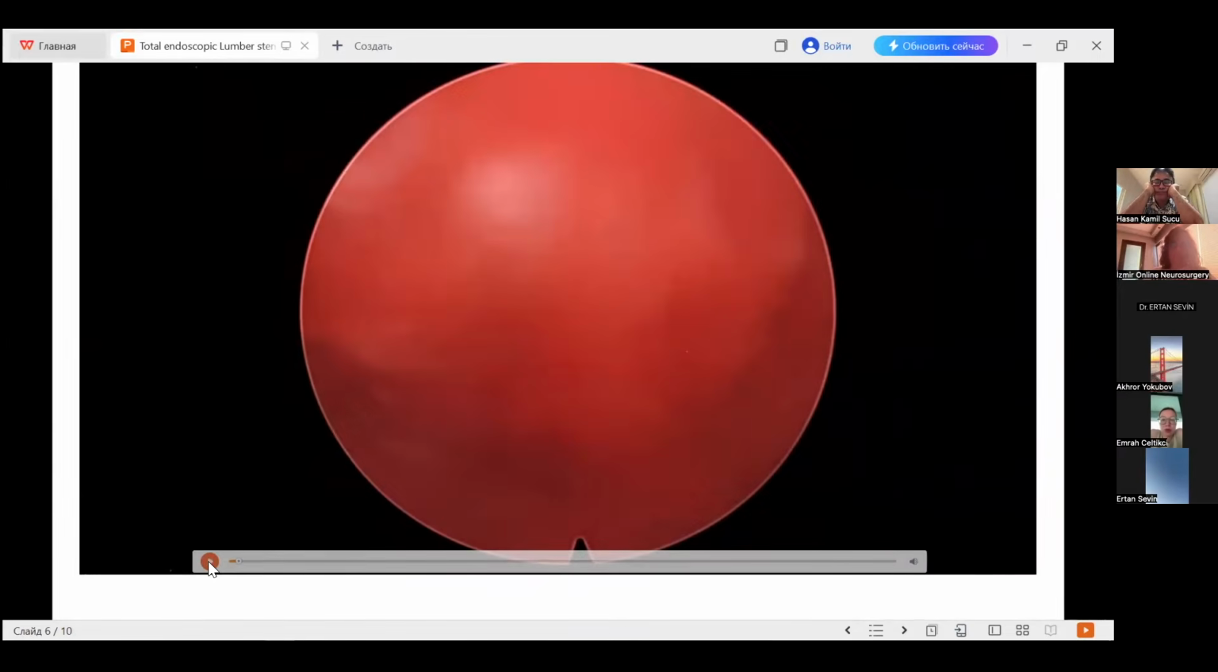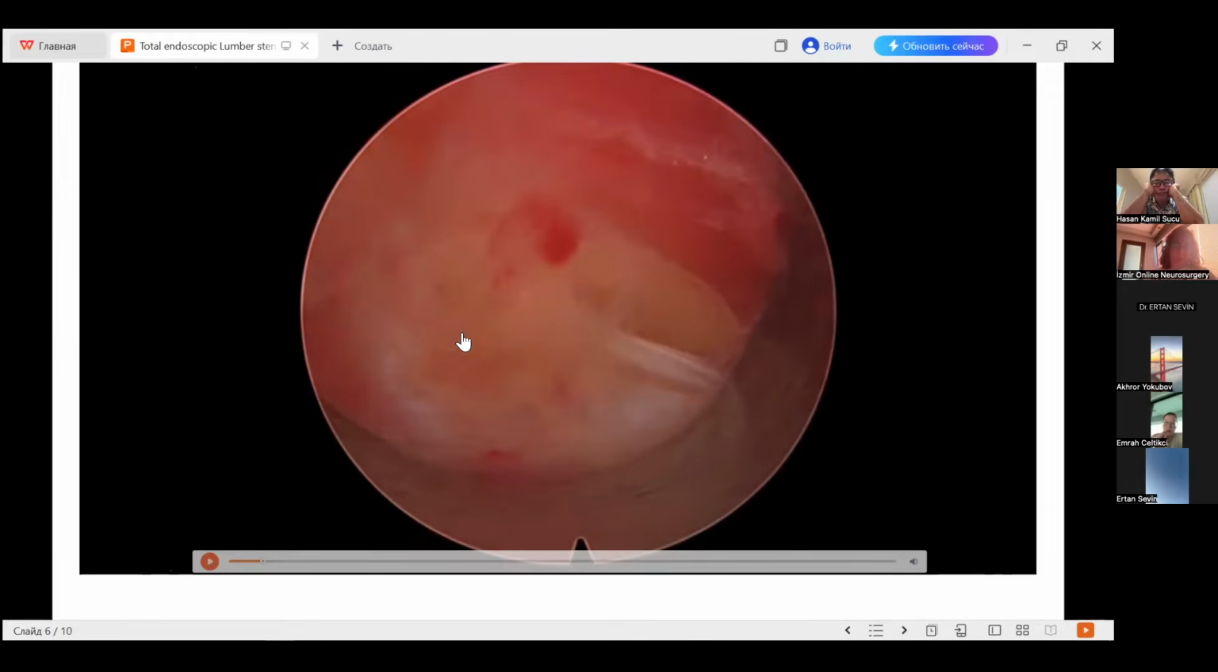First, when we put the cannula on the spinal laminar junction, we see some muscle on the lamina, and this muscle we have to remove. When we remove this part, this anatomical part, we can see this is lamina.